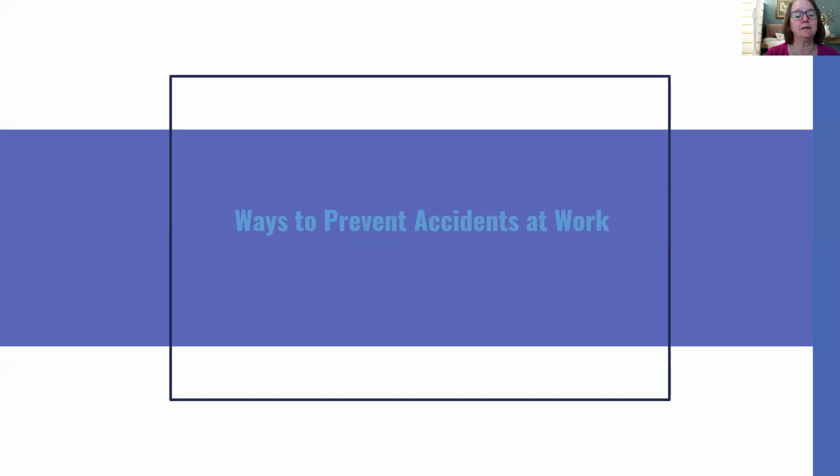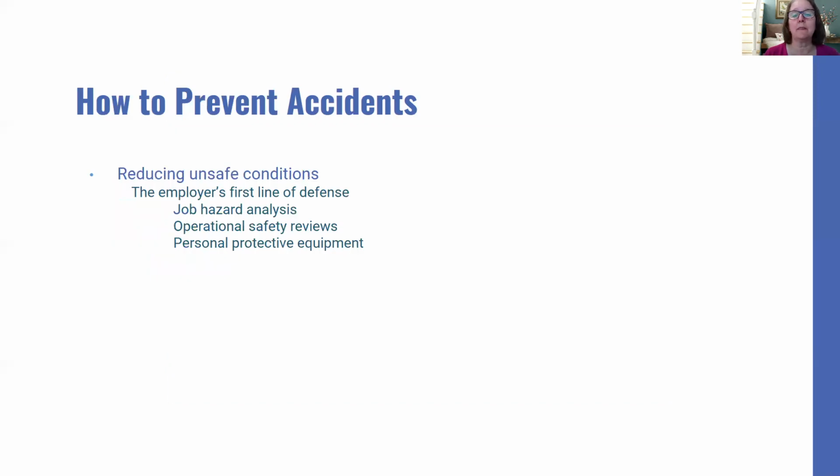So what are ways to prevent accidents at work? In practice, accident prevention boils down to reducing unsafe conditions and reducing unsafe acts. Reducing unsafe conditions, like the ones OSHA addresses, is the employer's first line of defense. Sometimes the solution for an unsafe condition is obvious and sometimes it is not. So job hazard analysis involves a systematic approach to identifying and eliminating such hazards before they cause accidents.